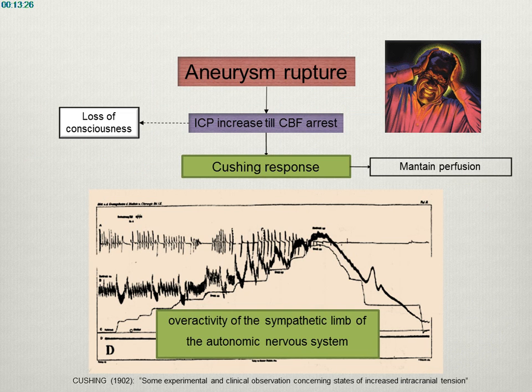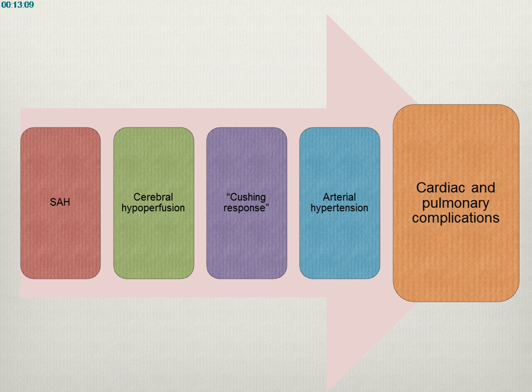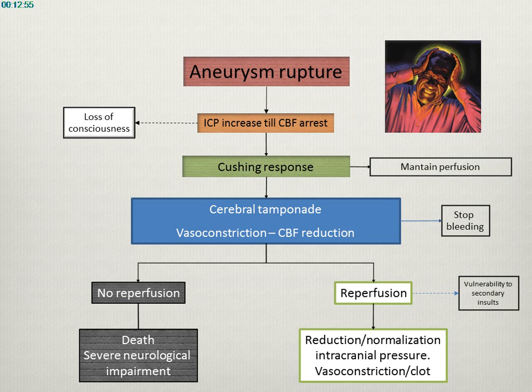But after this cerebral blood flow arrest, the subject tries to react. And the physiological reaction is an increase of the blood pressure for keeping the perfusion, and an increase in catecholamines. And we will see later on how this Cushing response, the arterial hypertension, and the increase of catecholamines produce a lot of extracranial damage, cardiac and pulmonary damage. And in the early phase, after this increase in pressure, usually the bleeding stops, and we have more severe cases in which there is no reperfusion of the area, and there is ischemia or death of the patient, or reperfusion later on with normalization of the pressure.